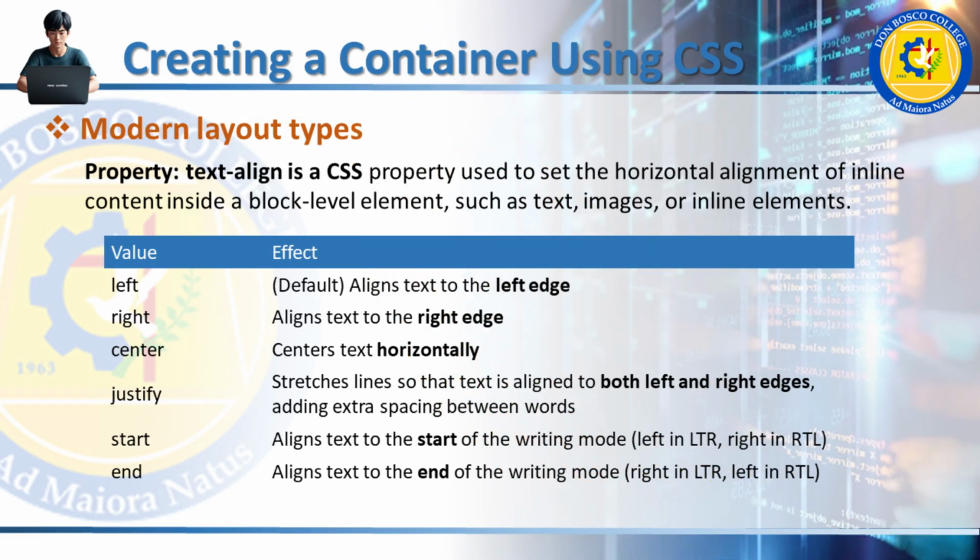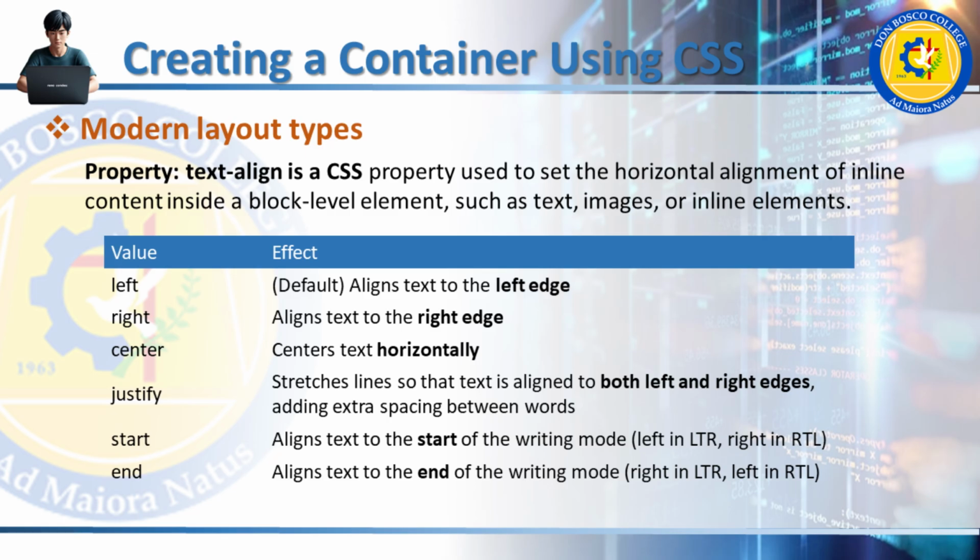The Text Align property is a CSS property used to set the horizontal alignment of inline content inside a block-level element, such as text, images, or other inline elements. By default, Text Align is set to left, which aligns text to the left edge of the container. Setting it to right aligns the text to the right edge, while center centers the text horizontally.